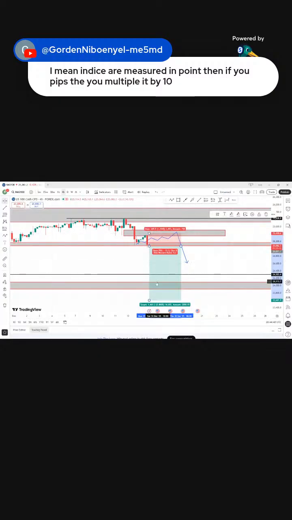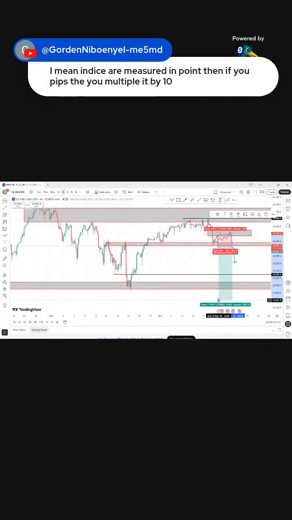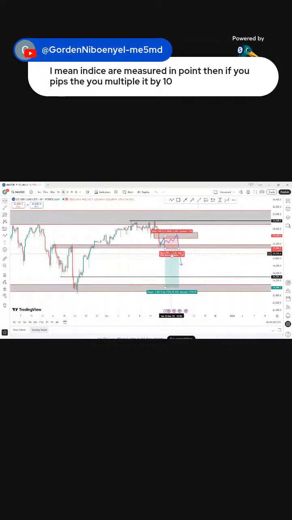Then you target the next support level. You understand? And the next support level is around here. This is the next support level, almost 1 to 3. Let me just say 1 to 3. This is what you get if you enter the trade from here, because it has given a bearish engulfing candle already.